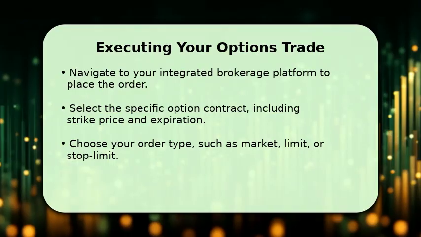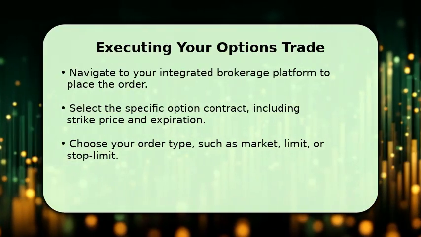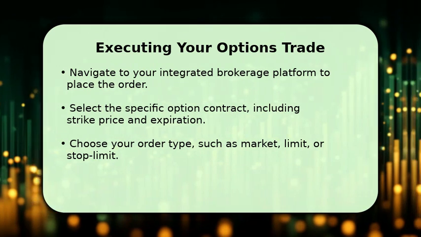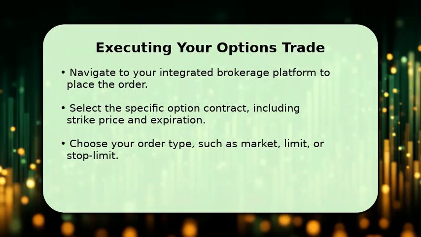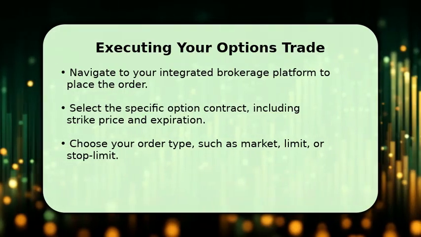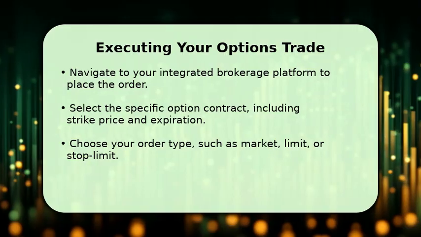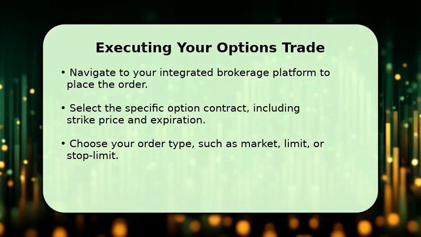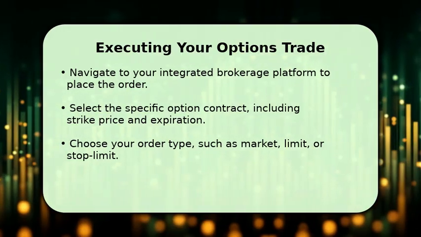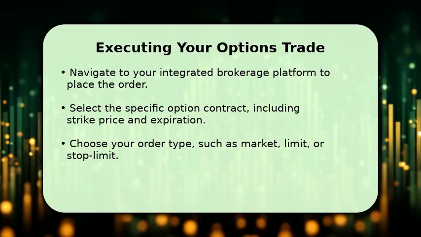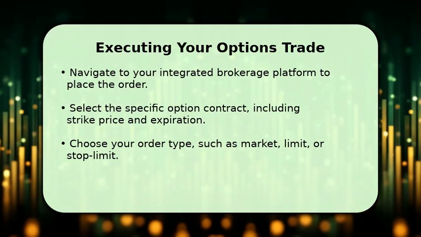After your research, navigate to your integrated brokerage platform to execute the trade. TradingView often provides direct links or integration with many brokers. Select the specific option contract you wish to buy, specifying the strike price and expiration date. Then, choose your order type, such as a market order for immediate execution or a limit order to control your entry price. Remember, one standard option contract typically represents 100 shares of the underlying asset.